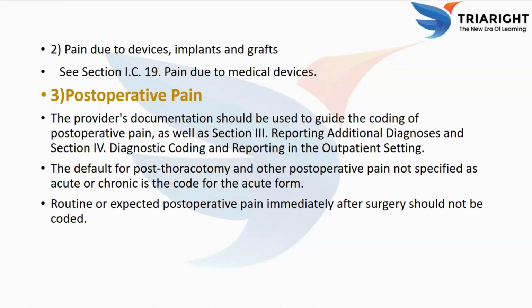So what is the default rule for coding post-operative pain if not specified as acute or chronic? If the pain is not specified as acute or chronic, by default you have to code it as acute. For post-operative pain and post-thoracotomy pain, so pain after chest surgery, if the doctor doesn't say whether the pain is acute or chronic, use the acute post-operative pain code, because acute pain is the usual form right after the surgery. After the acute, there comes the chronic, right? So acute pain is the usual form, then by default you have to assign the acute pain only.